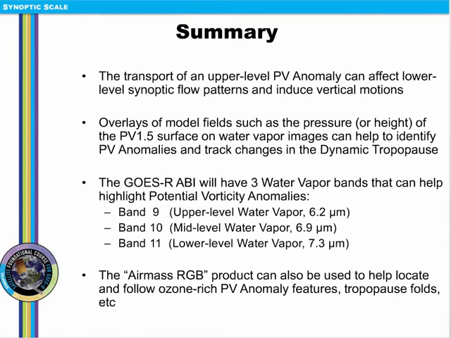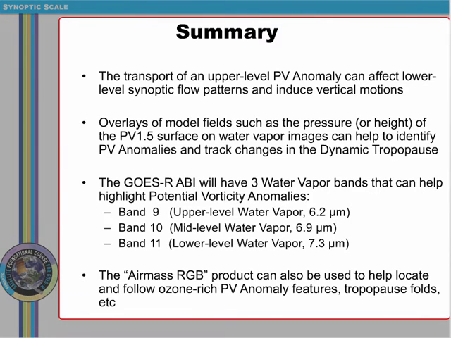This slide should remind you of what you just learned. Potential vorticity anomalies that induce cyclogenesis can be inferred from signatures in the water vapor imagery, especially the upper level and mid-level channels on ABI and AHI, 6.2 and 6.9 microns. Overlay model fields near the dynamic tropopause, 1.5 or 2 potential vorticity units, to reassure yourself that features in the water vapor imagery are indeed potential vorticity anomalies. The Airmass RGB product can also provide useful information.